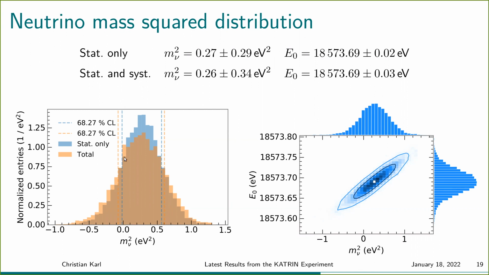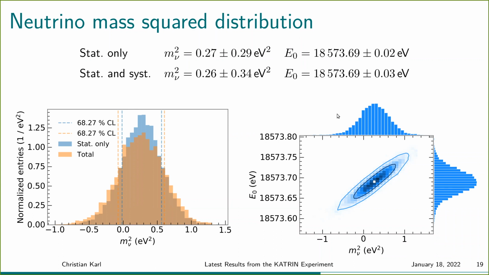From this orange distribution, we derive m² being 0.26 ± 0.34 eV², which is well compatible with 0. A feature of these measurements using the kinematics of beta decay is that the neutrino mass squared is highly correlated with the endpoint, as you can see in this 2D plot. The endpoint value we fit, which is interesting for atomic physics, is 18573.69 ± 0.03 eV. And including all of the other effects that touch our potential, this is very compatible with independent measurements of the Q value.